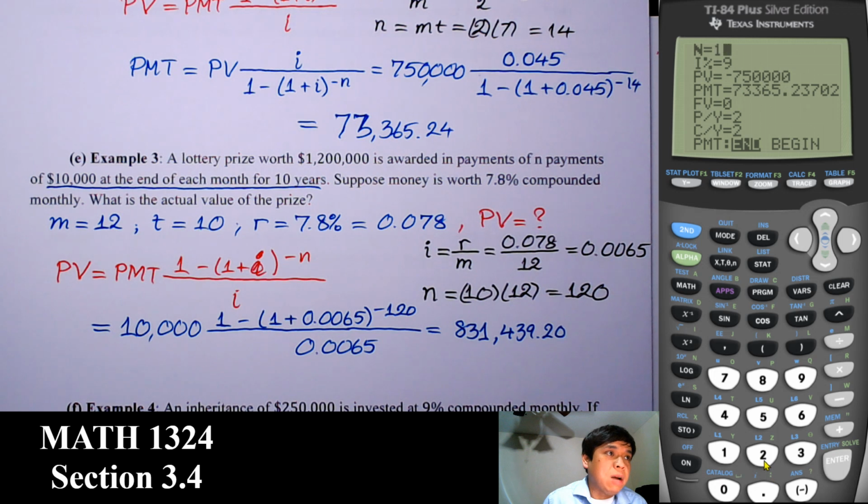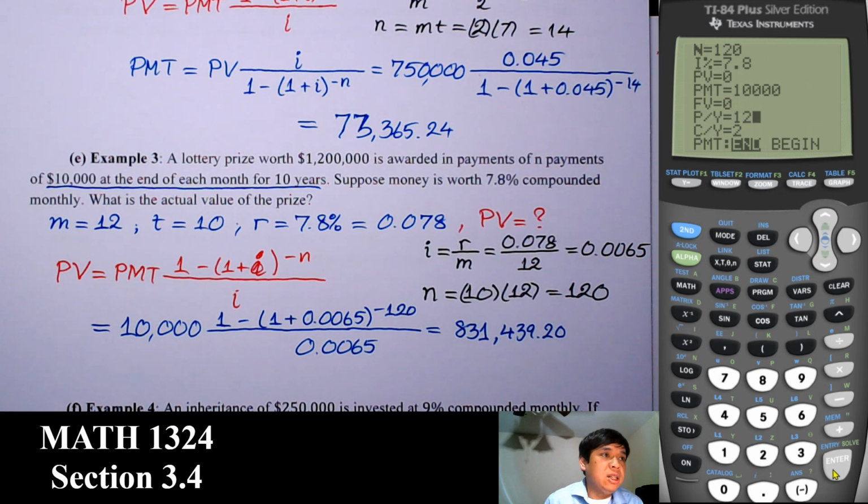Alright, 12 times a year, for 10 years. The interest rate is 7.8. Present value we don't know, just give it 0. And payment we get 10,000. Future value is none. Remember, I did mention in the previous section these three things: one positive, one negative, and one zero. The middle three.